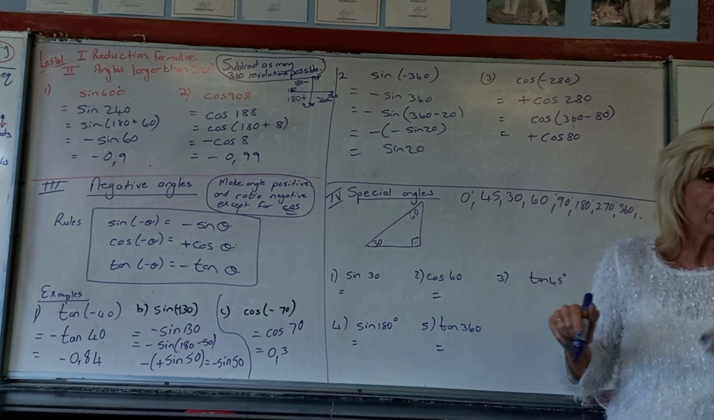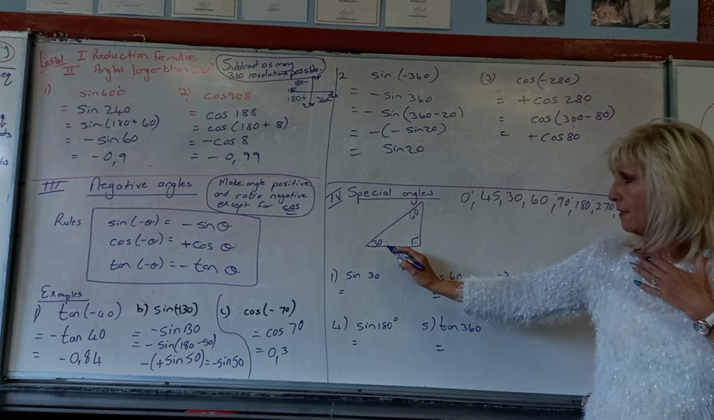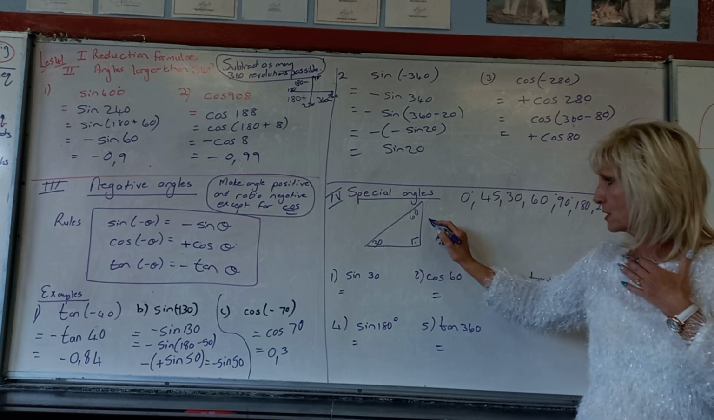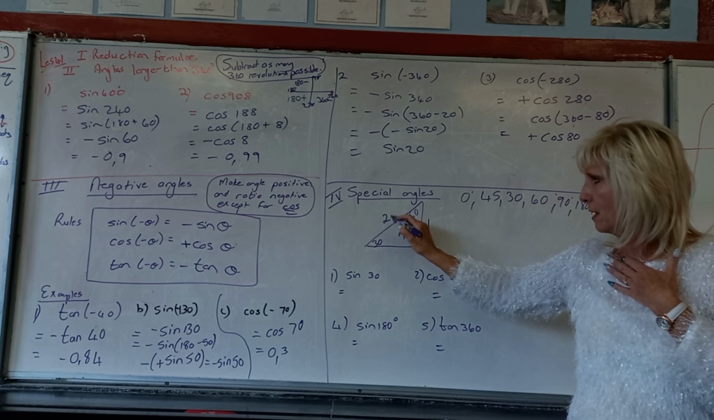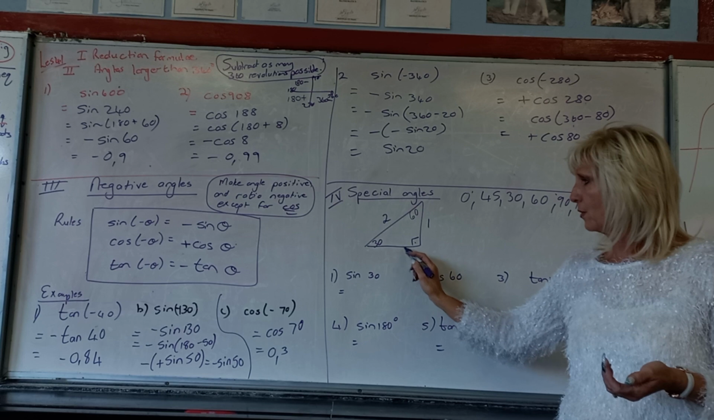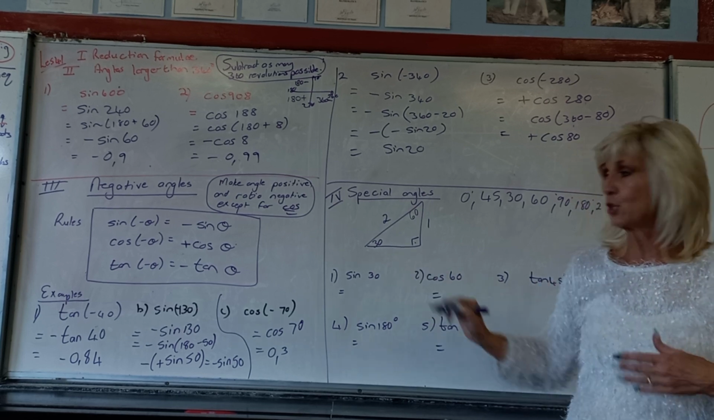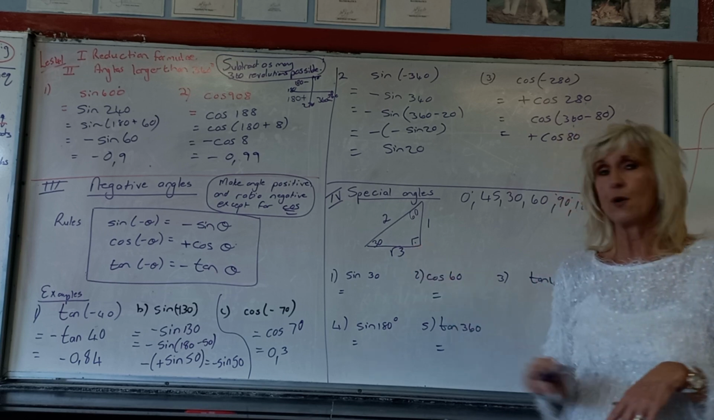But you have to know that, and my teacher told me this millions of years ago, that sin 30 is a half. So it's going to be sin is opposite over hypotenuse. Are you with me? And then if I know that, how do I get to this one? Pythagoras. But you should actually just know it.